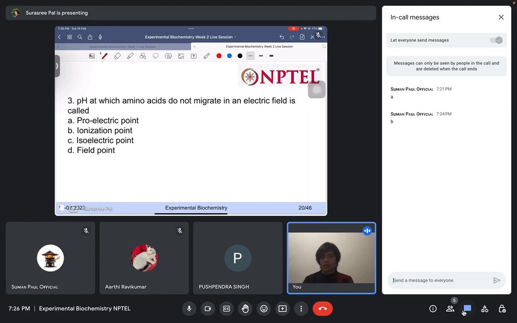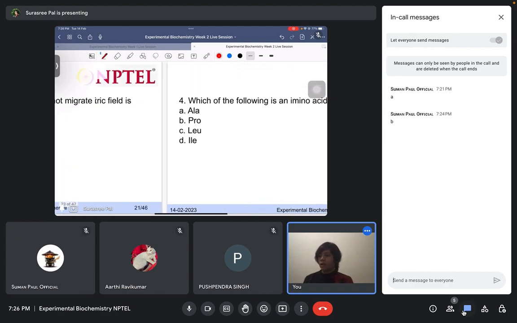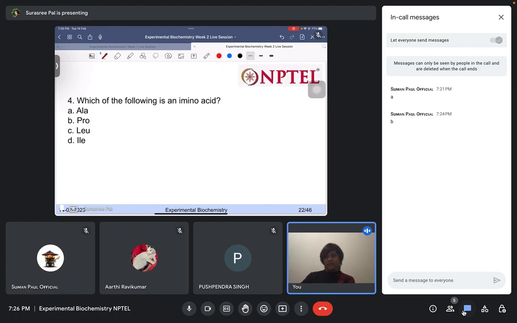Isoelectric point, yes. Is that clear with the rest of you? The pH at which the amino acids do not migrate in an electric field is called the isoelectric point. Because at the isoelectric point the net charge is 0. Yes, correct. Okay, next question. Which of the following is an amino acid?